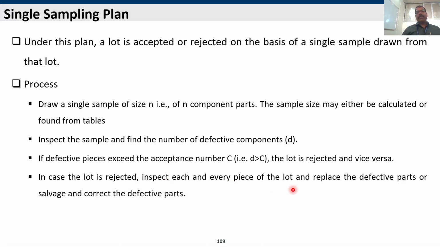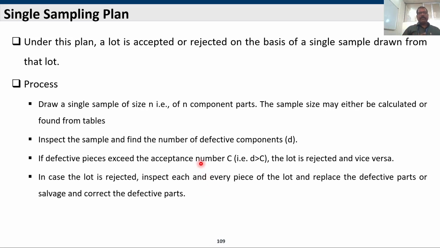Inspect each and every piece of the lot and replace the defective parts, or salvage or correct the defective parts. We can do that. You are not going to take a second sample, third sample. What you are going to do, you will decide based on the sample, reject or accept the lot. If it is rejected, what you have to do is inspect each and every piece of the lot and replace the defective parts, or salvage and correct the defective parts. Is that a good process?